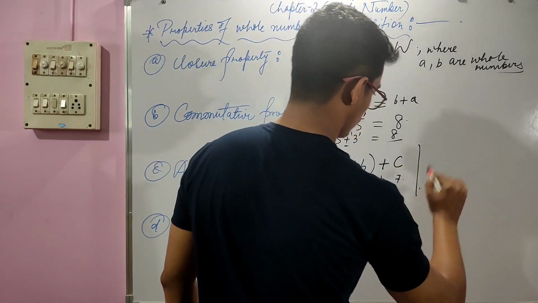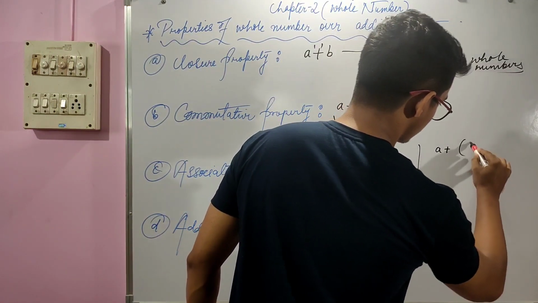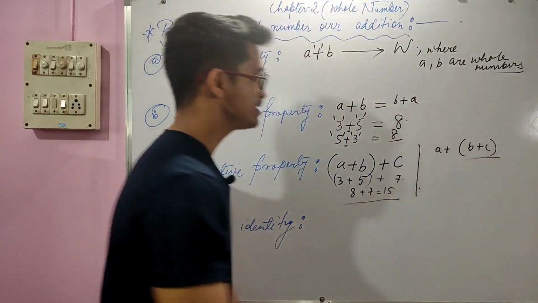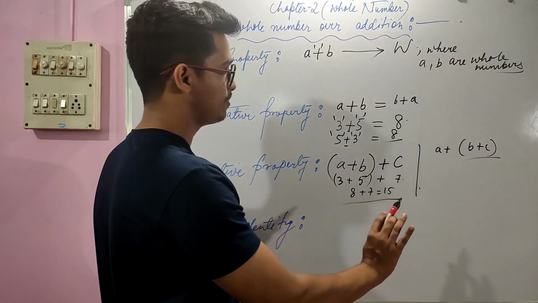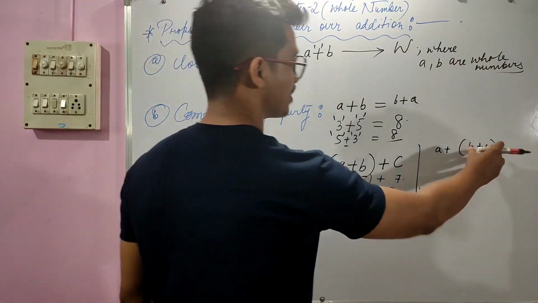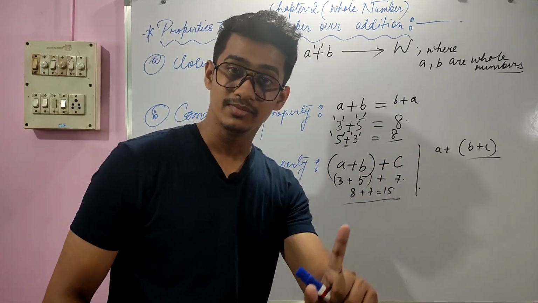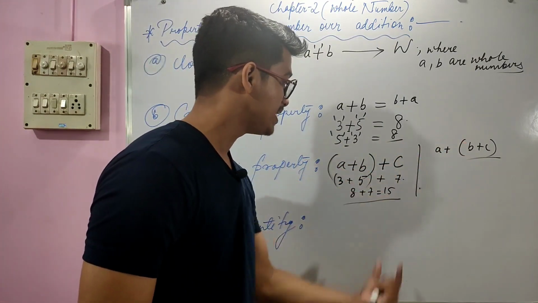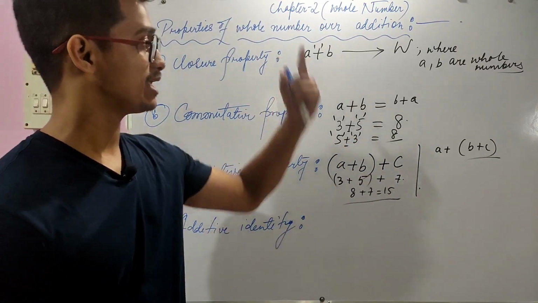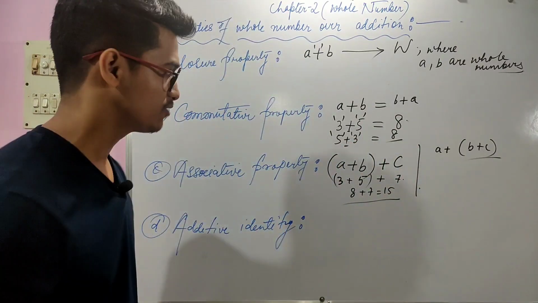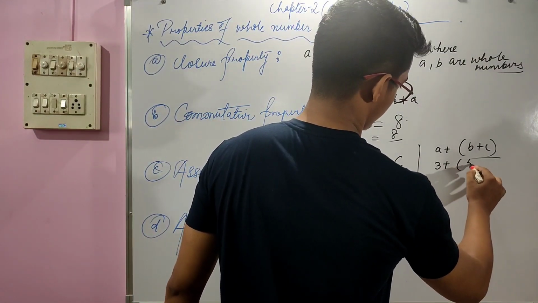And let's take one more part. First we have to do B plus C because the bracket is over B and C. So first we have to do B plus C. The numbers will be the same, but the brackets are different in each of the cases. If the result is equal in both the cases, then we can say that the associative property will be applicable. Let's check whether the result will be the same or not. So here, 3 plus 5 plus 7.